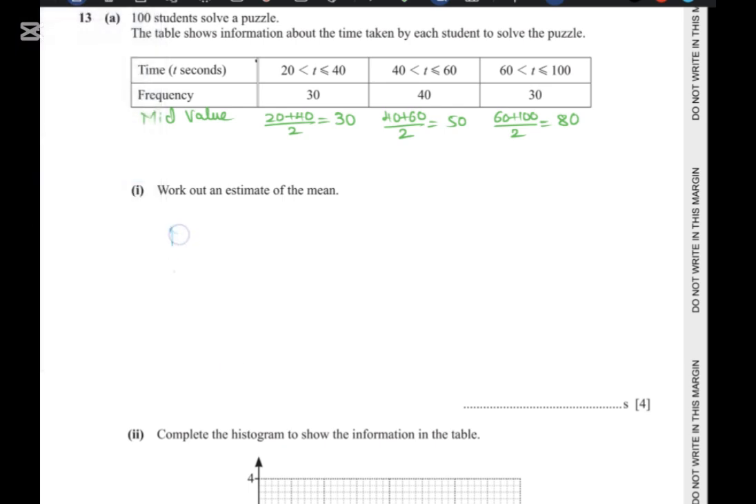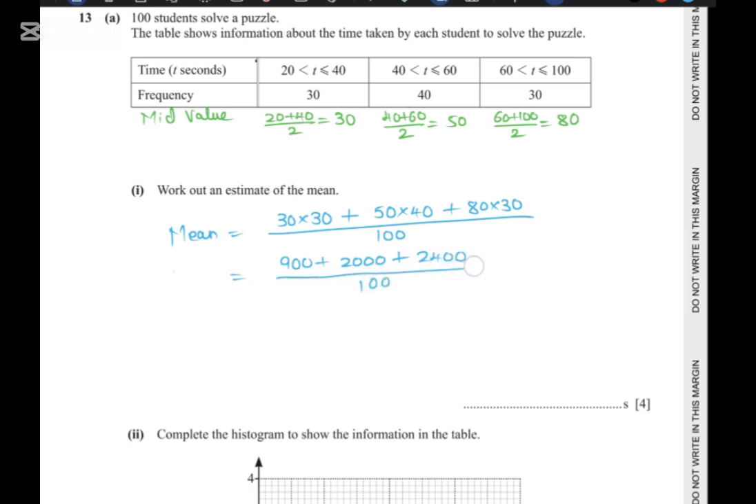Mean will be multiplying the mid values with frequency, finding their sum and dividing by the total number of students. So mid value into frequency: the first is 30 into 30, then the second one is 50 into 40, and the third one is 80 into 30, all by 100. That is 900 plus 2000, because 5 fours are 20 and 2 zeros. Then 8 threes are 24 and 2 zeros.